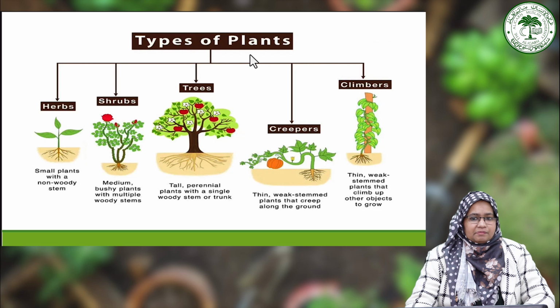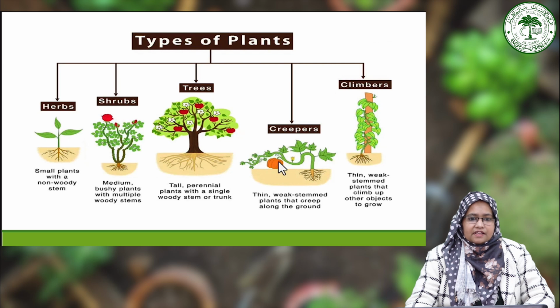Then these angiospermic plants, depending upon their growth habits, are either herbs, shrubs, trees, which we have studied earlier in our first lecture. Herbs are small plants which don't have a woody stem, while shrubs are medium height plants with multiple woody stems like we can see here, while trees are tall perennial plants with a single woody stem or trunk, while the other two categories are creepers and climbers.